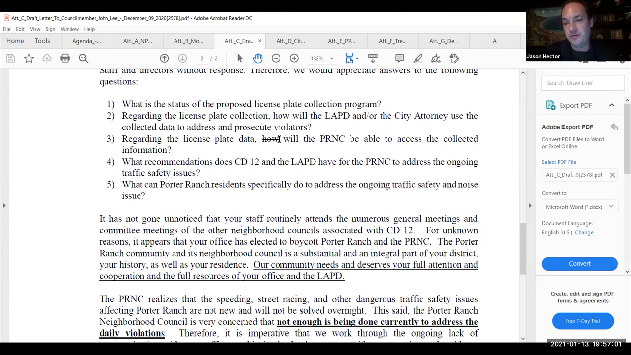So I support this letter either way, but I just feel like we would have a better chance of success sending the nice letter first. But I agree that there have been many opportunities, and that was essentially the nice letter. So I support this. So that's about it.